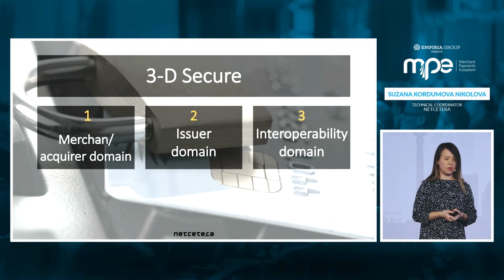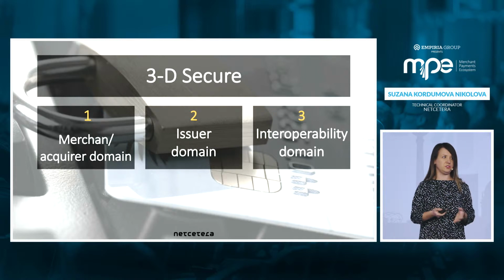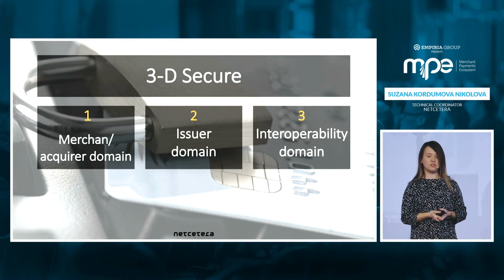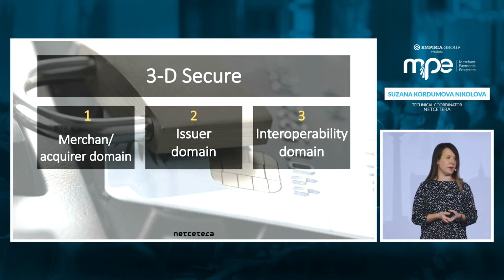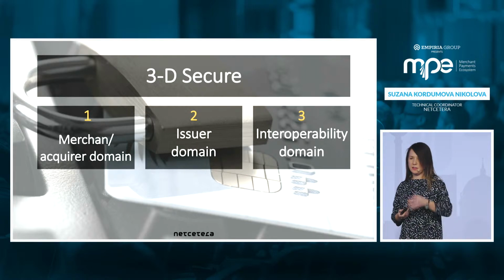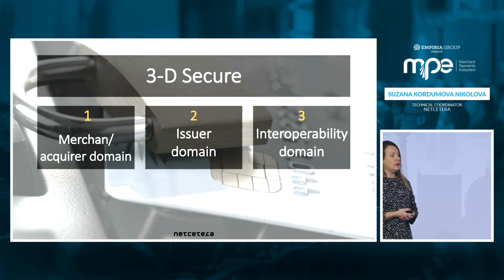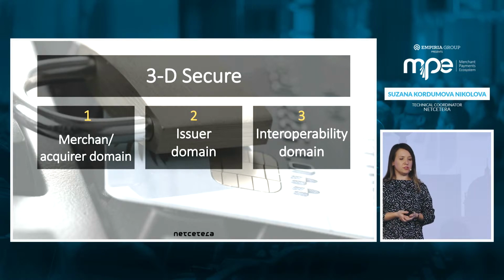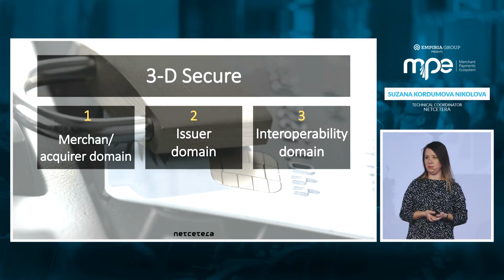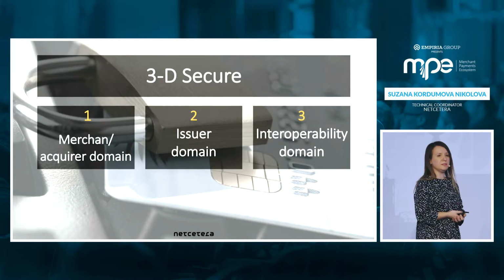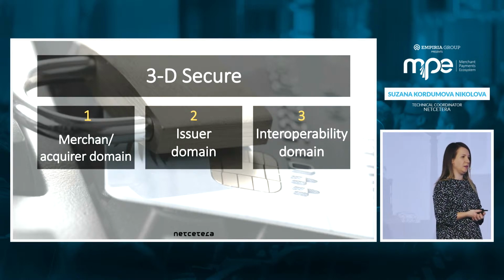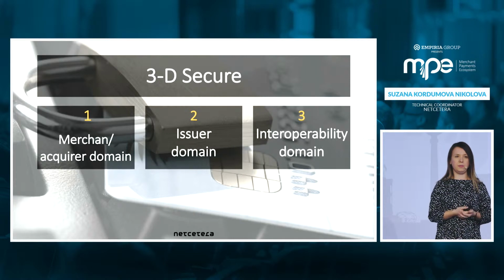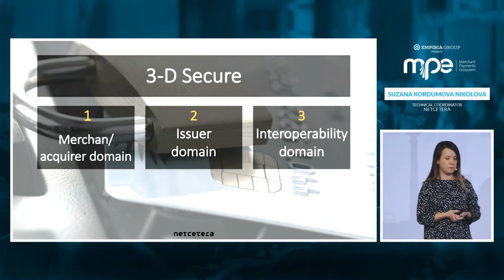This security protocol consists of 3 domains, as the 3D name implies. The first domain is the merchant or the acquirer domain. That's the merchant and the bank to which the money is being transferred. The second one is the issuer domain. This is the issuer of the card being used. And the third one, the interoperability domain. This domain is the infrastructure provided by the schemes to help and support the 3D Secure protocol.